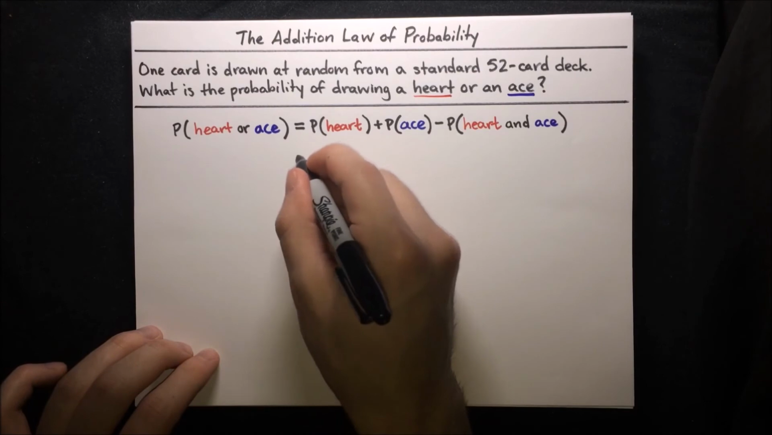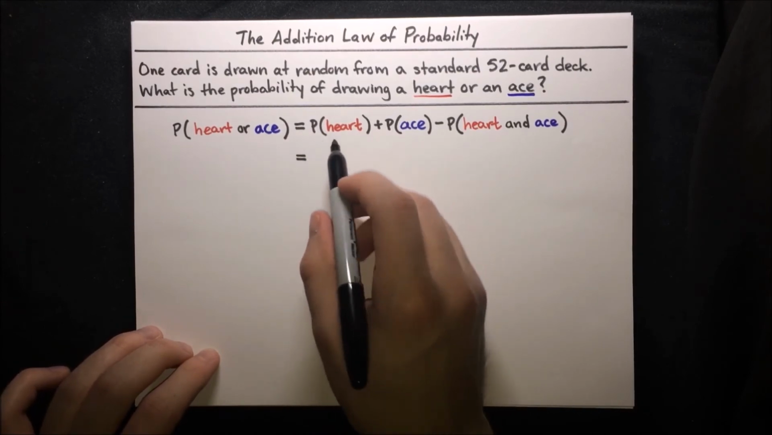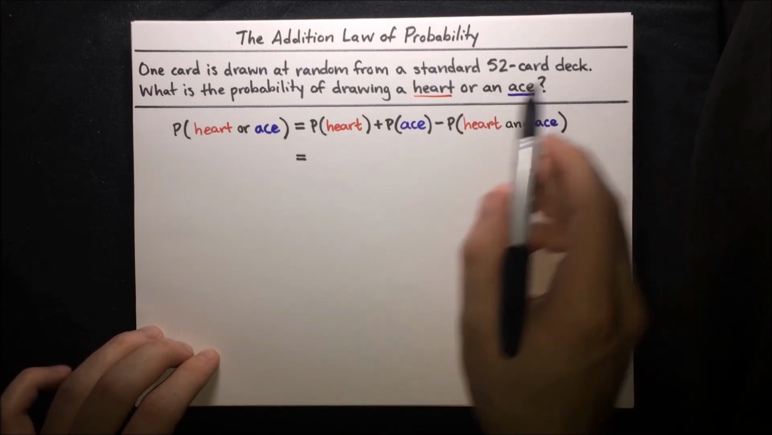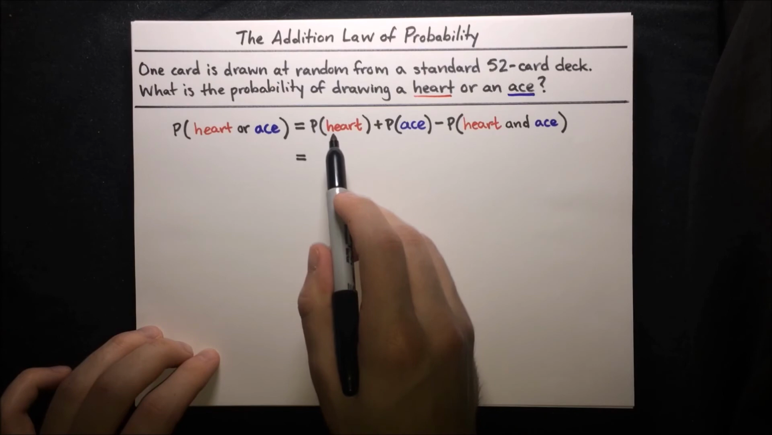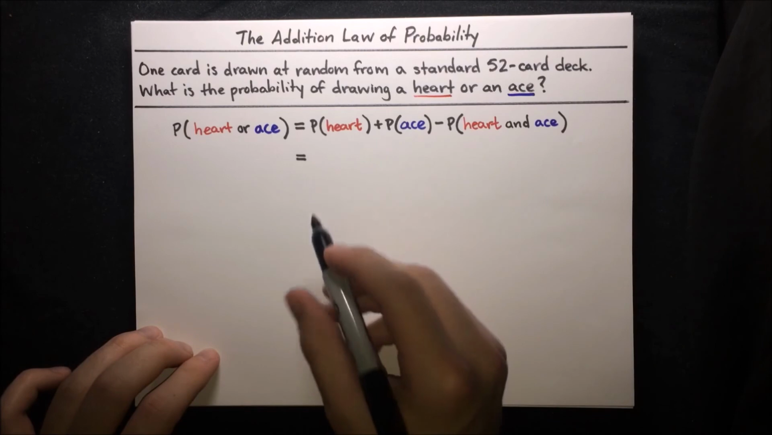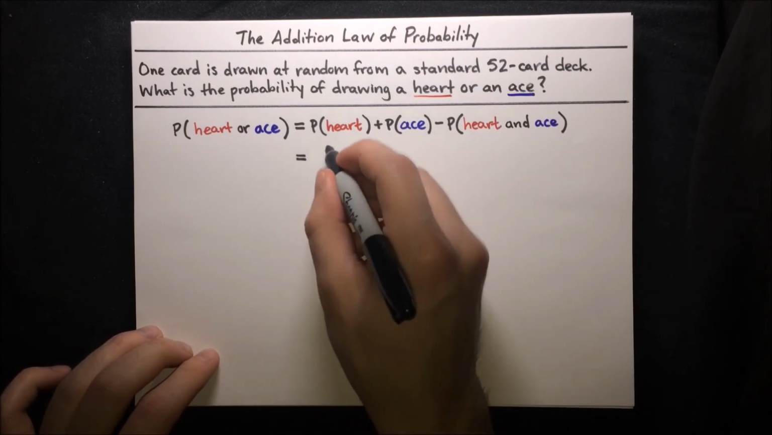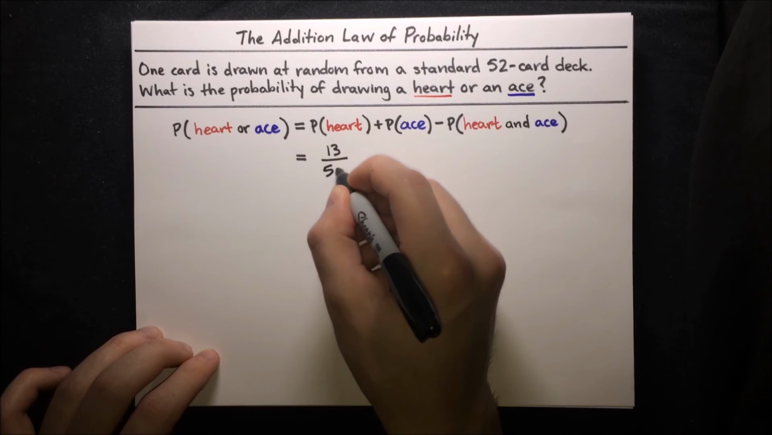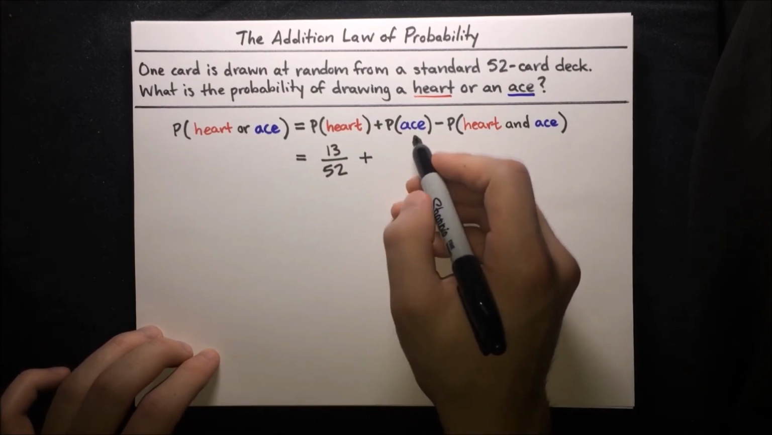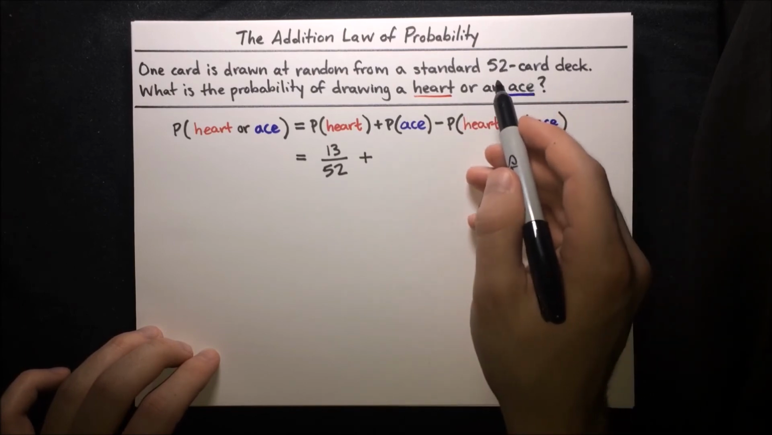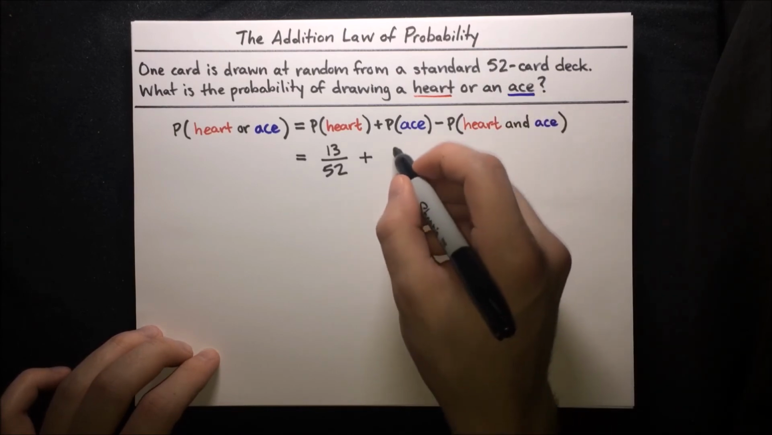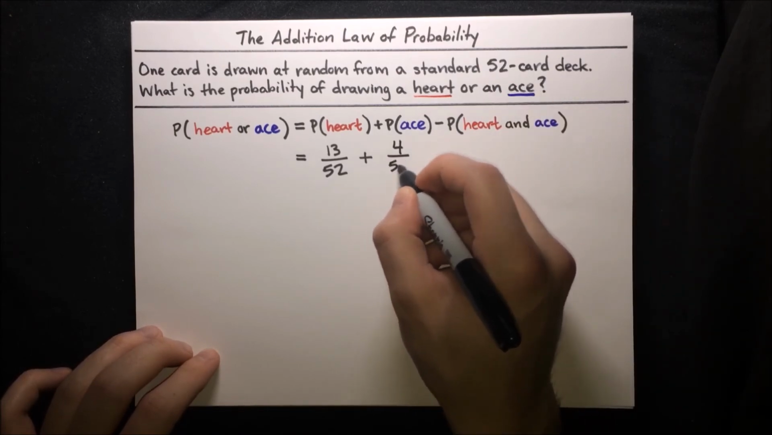Okay, so why don't we go ahead and compute these probabilities. The probability of drawing a heart. Well, the heart is a suit in the 52 card deck. There are 4 suits, the heart is one of those, and each suit consists of 13 cards. So 13 of those 52 cards are hearts. So the probability of drawing a heart is 13 out of 52. Alright, so how about the probability of drawing an ace? Well, again, there are 4 different suits, and each one of these suits has an ace. So there are 4 aces in this 52 card deck. Therefore, the probability of drawing an ace is 4 out of 52.